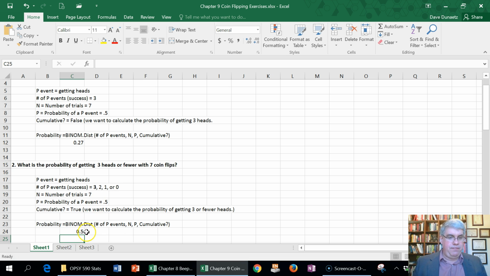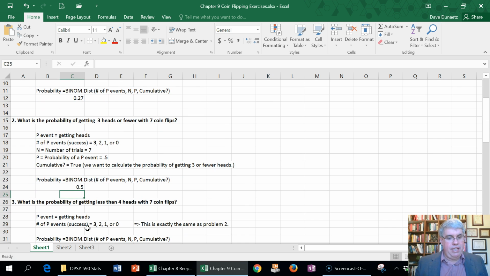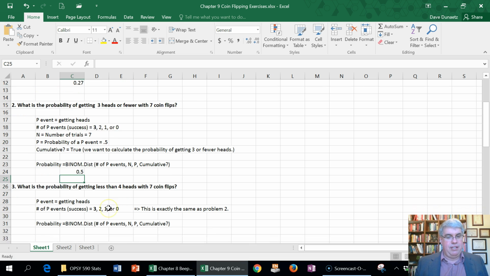And so there's a 50-50 chance that we would get 3 or fewer, which makes sense because we'd expect the average 3.5. So you can't get really 3.5 heads. So 50% would be 3 or fewer. Okay. Now, what's the probability of getting less than 4 heads with 7 coin flips?